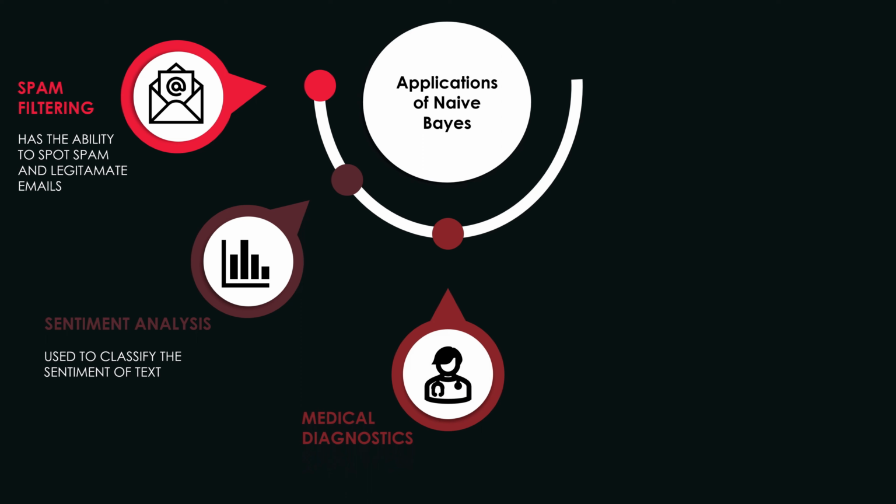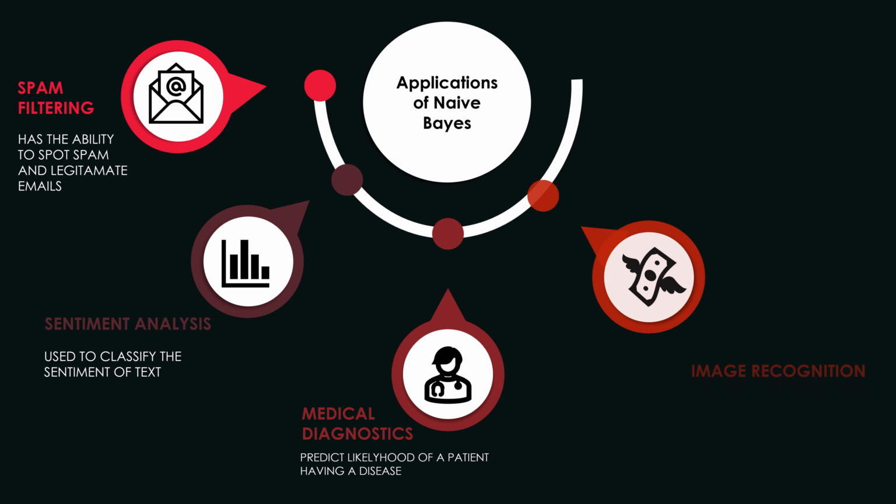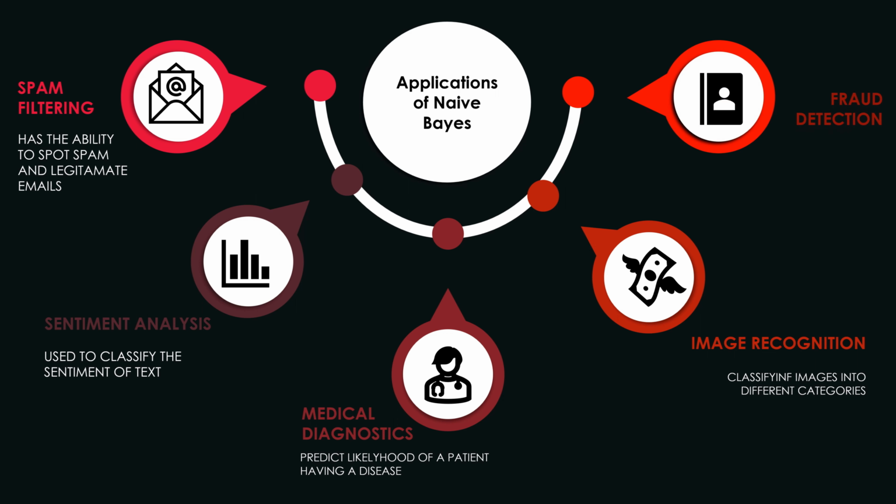Number 3. Medical diagnosis. Naive Bayes aids medical diagnosis by predicting the likelihood of a patient having a particular disease based on their symptoms and medical history. Number 4. Image recognition. Naive Bayes can be used for image recognition tasks, such as classifying images of animals or objects into different categories. Number 5. Fraud detection. Naive Bayes can be used for fraud detection in financial transactions, such as credit card fraud, by analyzing patterns and identifying anomalies in the data.